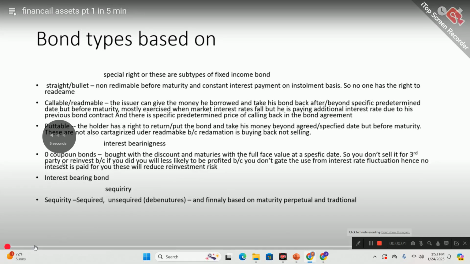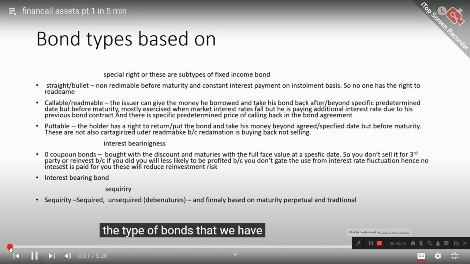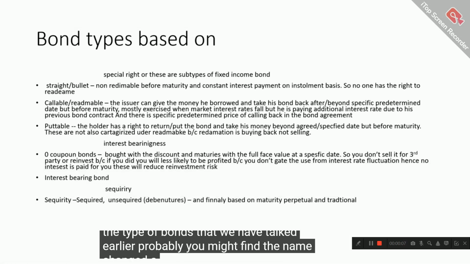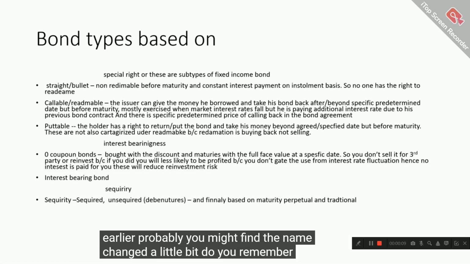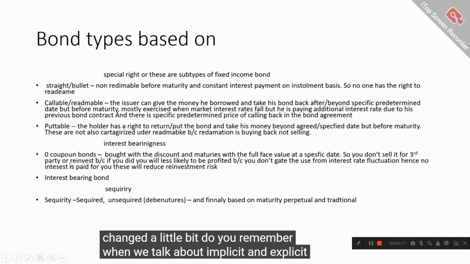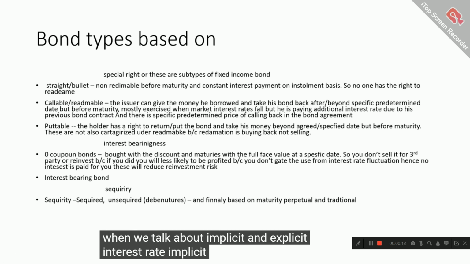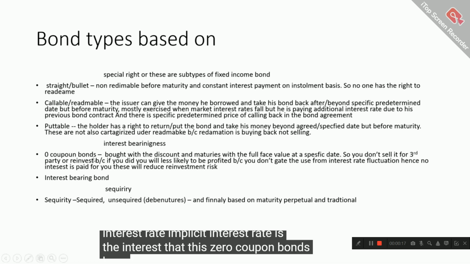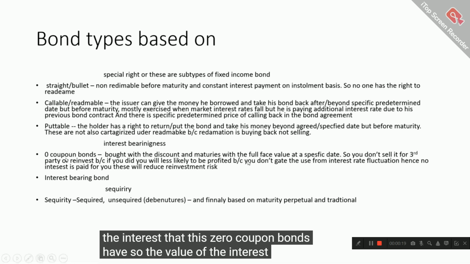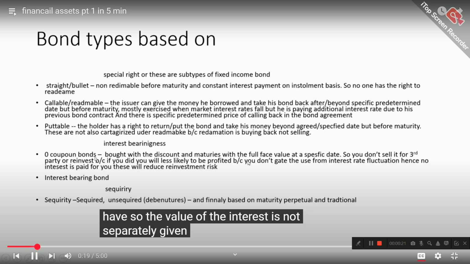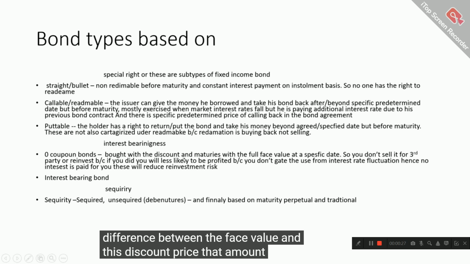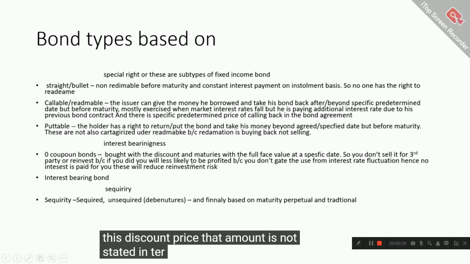Type of bonds that we have talked about earlier. Probably you might find the name changed a little bit. Do you remember when we talked about implicit and explicit interest rate? Implicit interest rate is the interest that these zero coupon bonds have. So the value of the interest is not separately given. However, there is a difference between the face value and this discount price. That amount is not stated in terms of percentage.